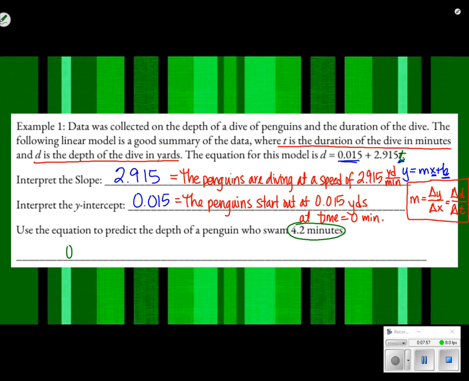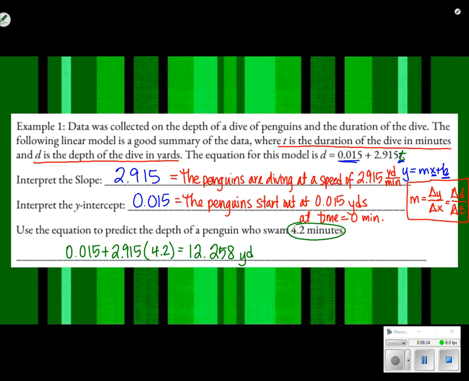So what we're going to do is 0.015 plus 2.915 times 4.2, and I'm just going to stick that in the calculator. But I do want to see when you are putting things in the calculator, show me what you're putting in. So if you're putting something in the wrong spot, or putting in the wrong number, then I can help you out. All right, so we're going to get 12.258, and that is yards.